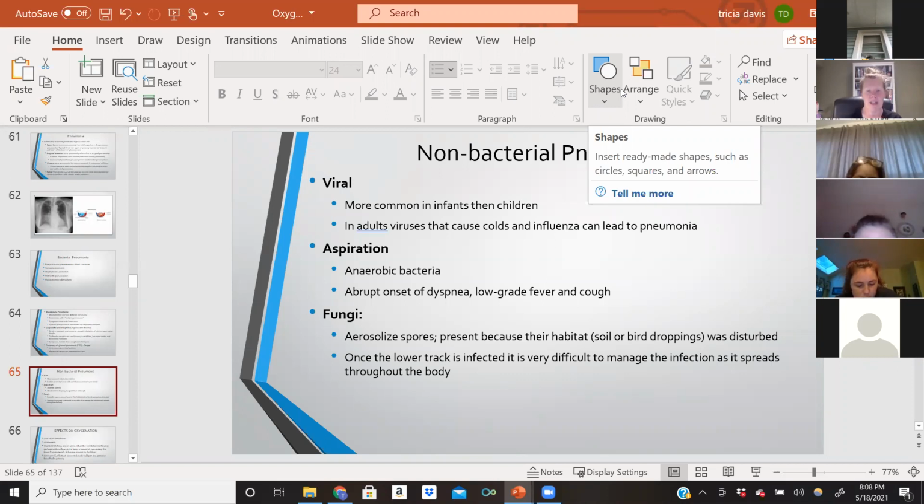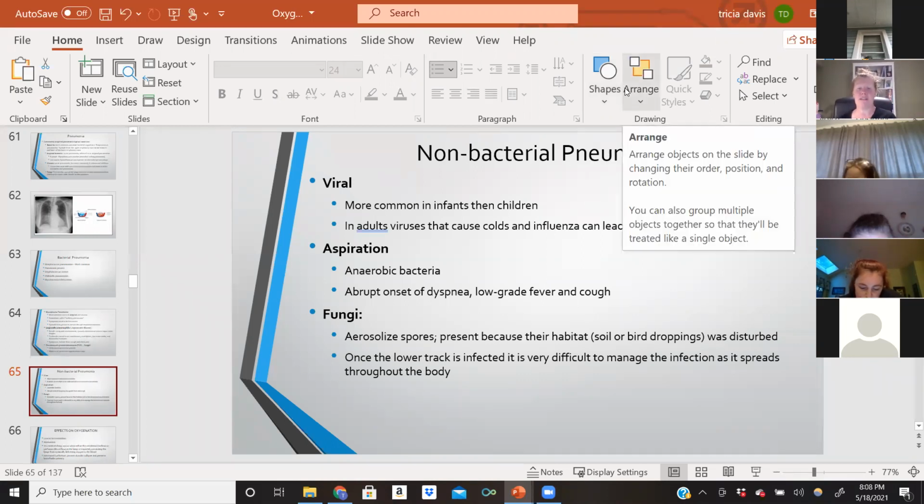And then we have the fungi, which these spores become aerosolized. They're present because of their habitat, so they can be in soil or bird droppings. That area, wherever these droppings are, can be disturbed, and then you breathe them in. And then once the lower tract is infected, it's very difficult to manage the infection, and then it's going to spread throughout the entire body. And those immunocompromised people, those are the ones that are at most risk for developing that.